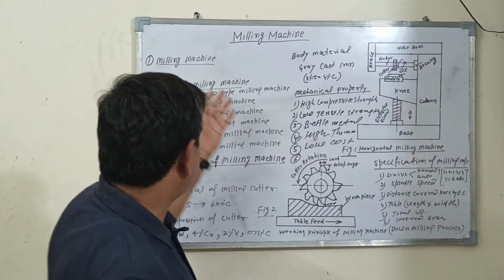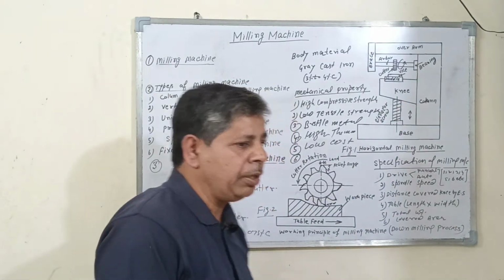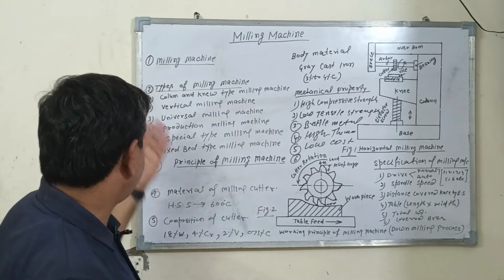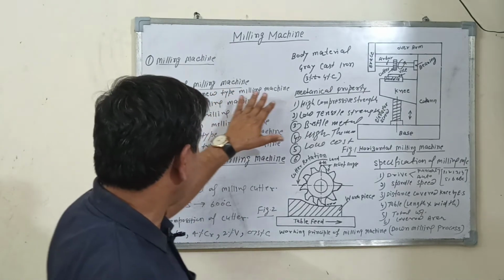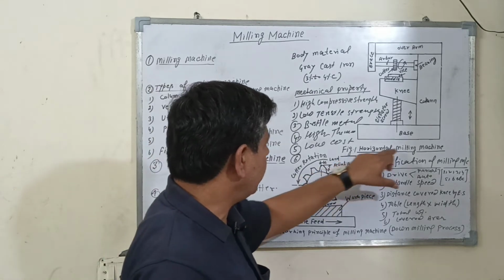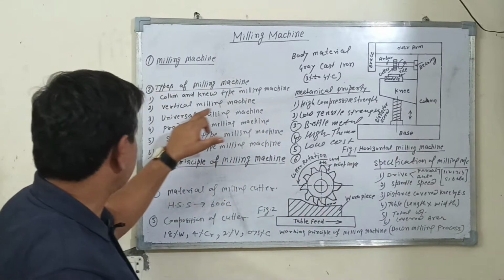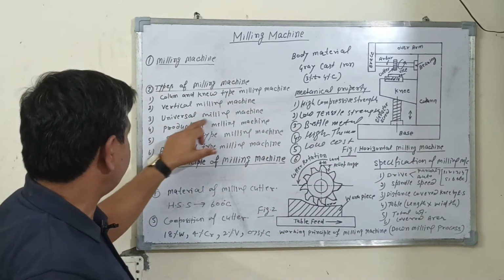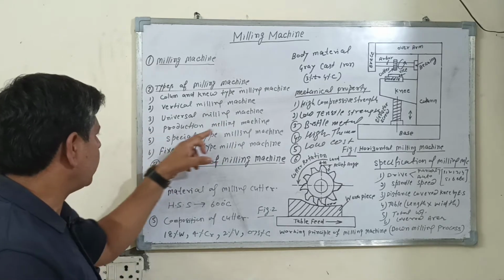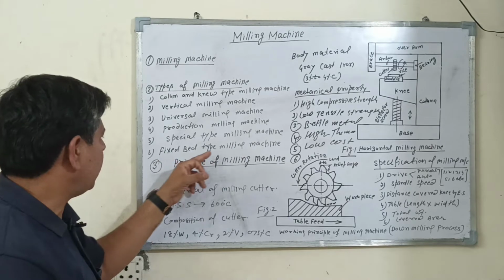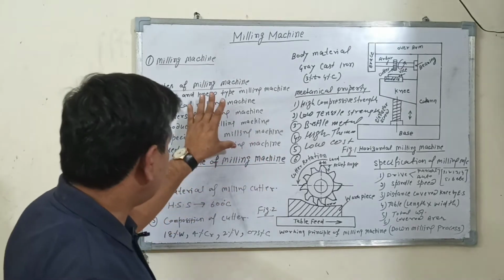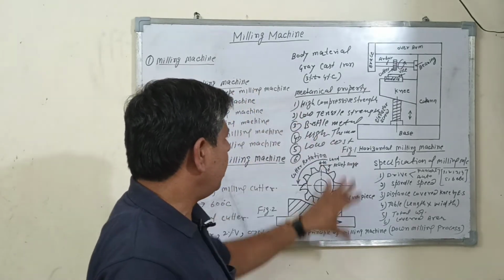Different types of machines are available in the market and industries. Number one is the column and knee type milling machine, also called the horizontal milling machine. Number two is the vertical milling machine. Number three is the universal milling machine. Four, production milling machine. Fifth, special type milling machine. Sixth, fixed bed type milling machine. These are the machines available in the market.